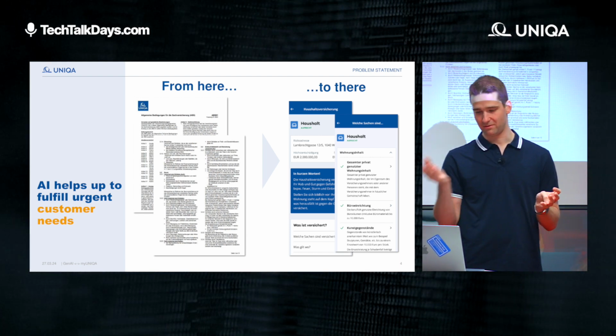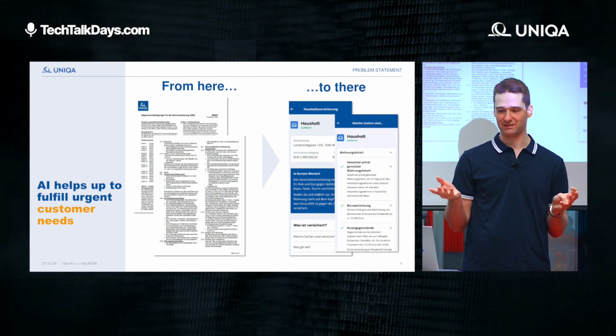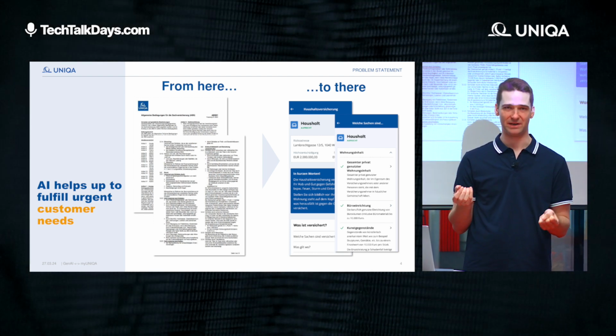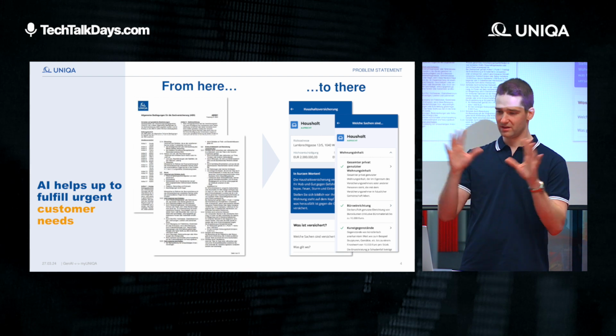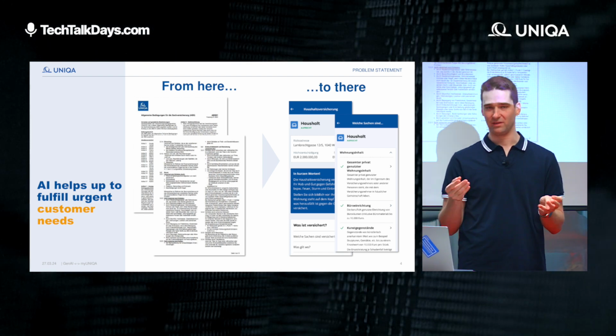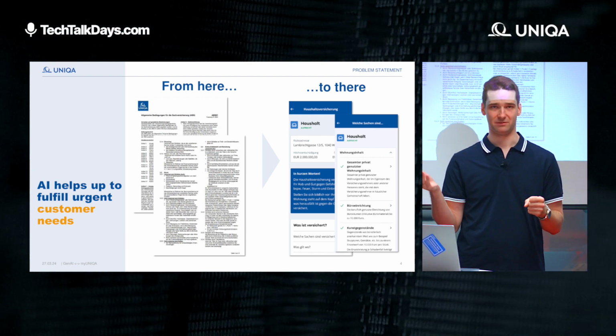So this is where AI helps us to fulfill the urgent customer need to understand the contract. So this is, let's say, overall the problem statement and where we wanted to get to.